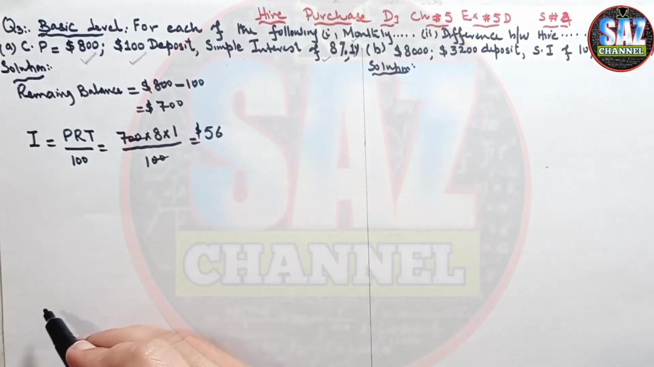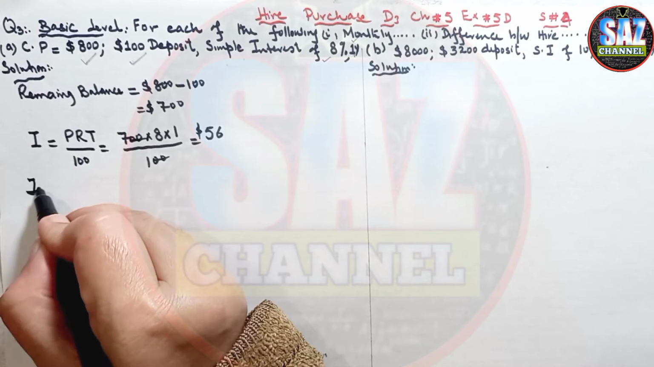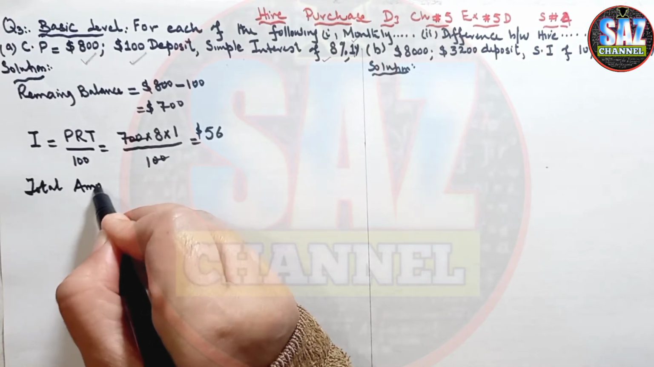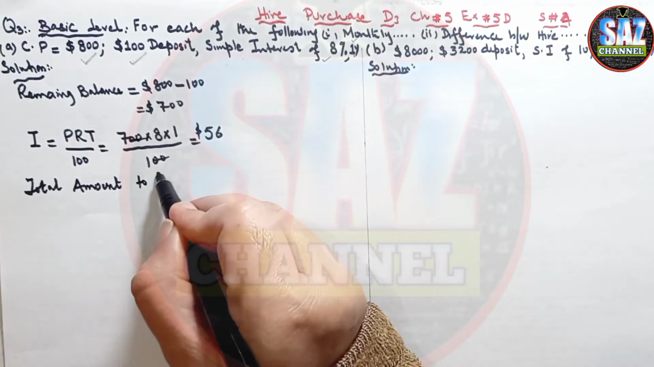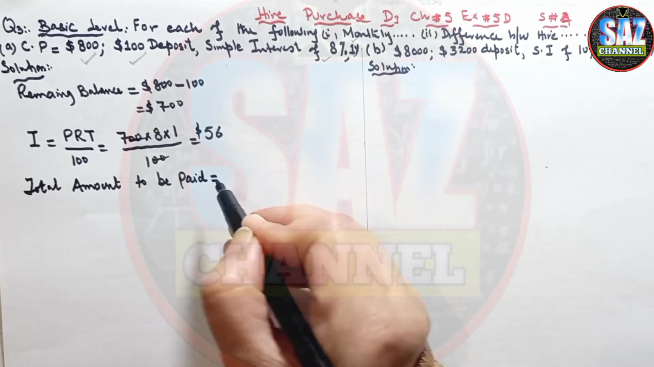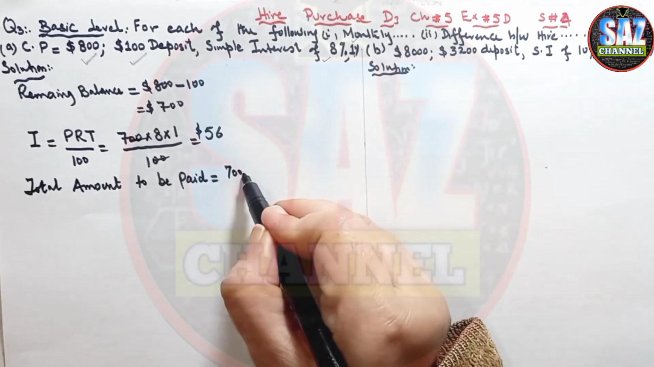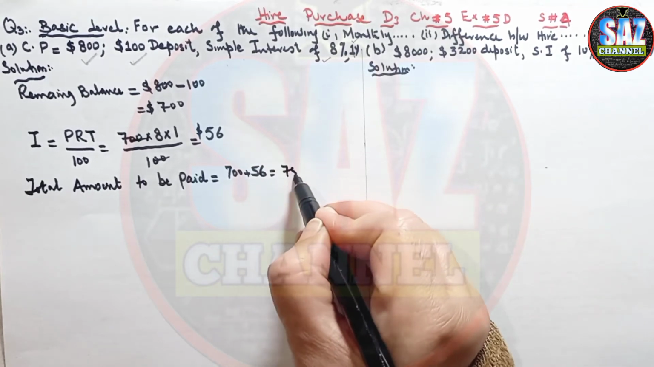So it means that the total amount to be paid after the deposit is 700 plus 56, which is equal to 756.